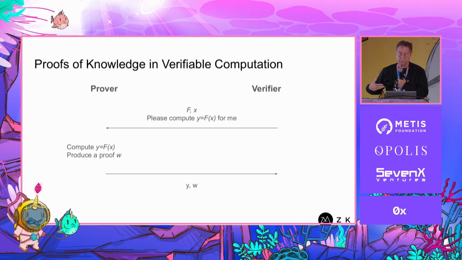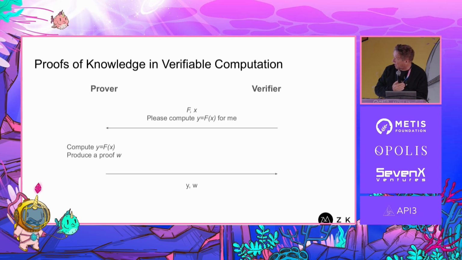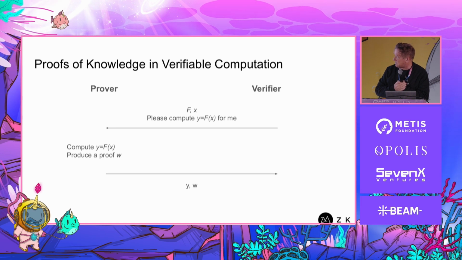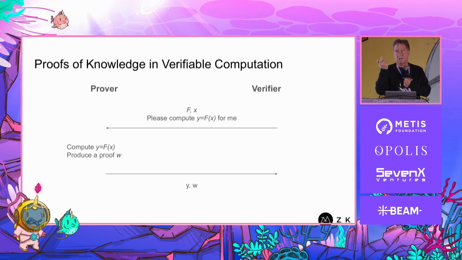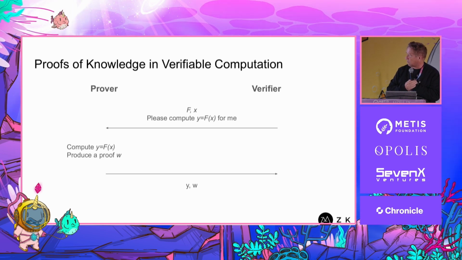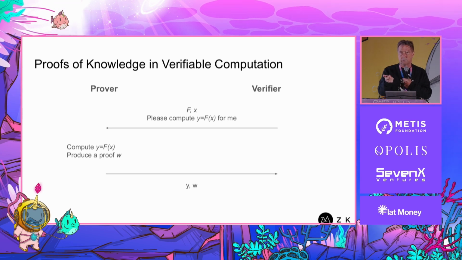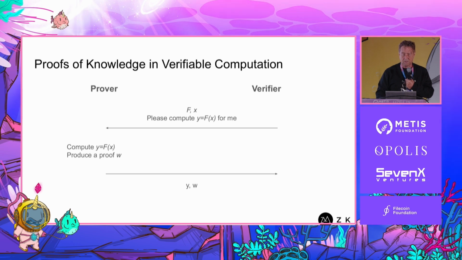So the idea in verifiable computation is that the prover will compute y, which is f of x, and in addition to giving the result, it will also produce a proof w, which shows that the value of y is indeed correct. Importantly, we want this proof to be short, because the verifier should have very little work to do.